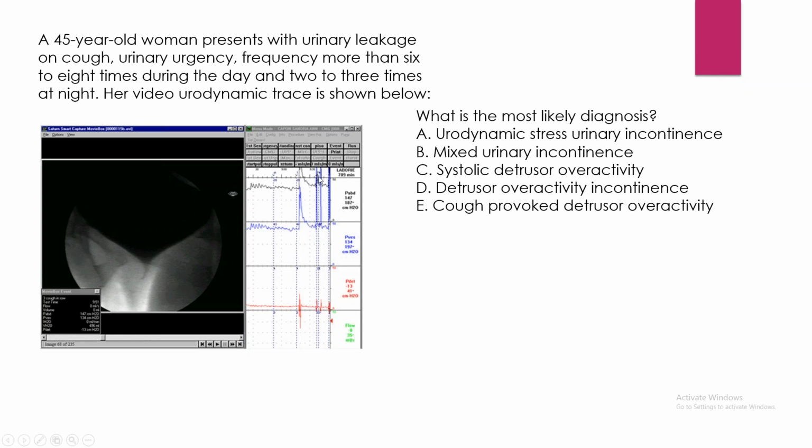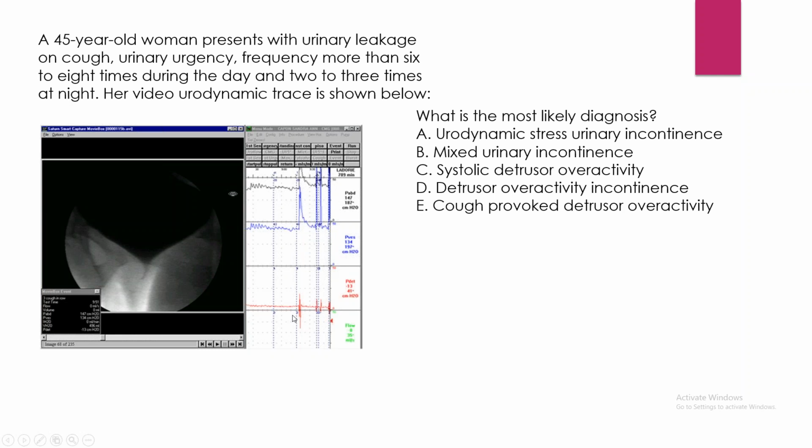Abdominal pressure is black, vesical is blue, red is detrusor pressure, and this is video urodynamics. Is it E, cough provoked detrusor overactivity? No, it is stress incontinence. There is an increase in abdominal as well as vesical pressure. So it is urodynamic stress incontinence.